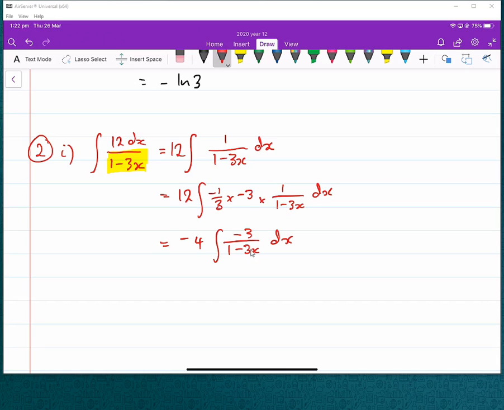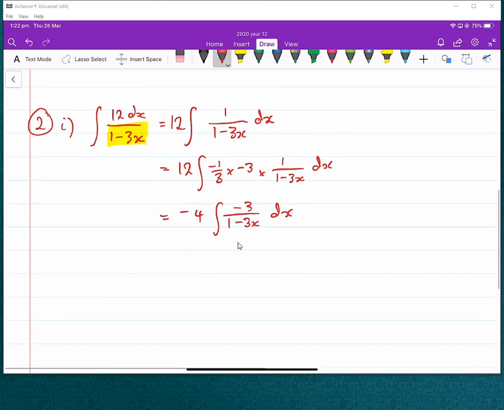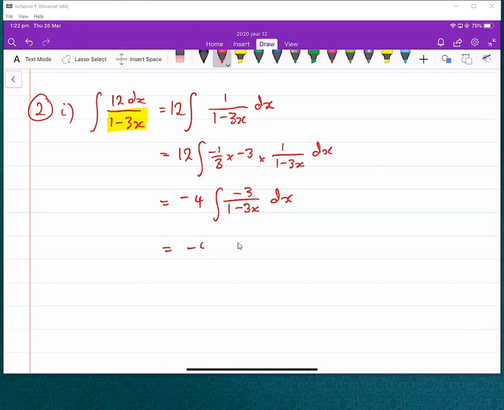Now we know what this is just from our formula, and we get negative 4 ln of the absolute value of 1 minus 3x. Realize there were no limits on this, so we want to find the indefinite one, so we want our plus c. We don't want to forget that. So we've got plus c.